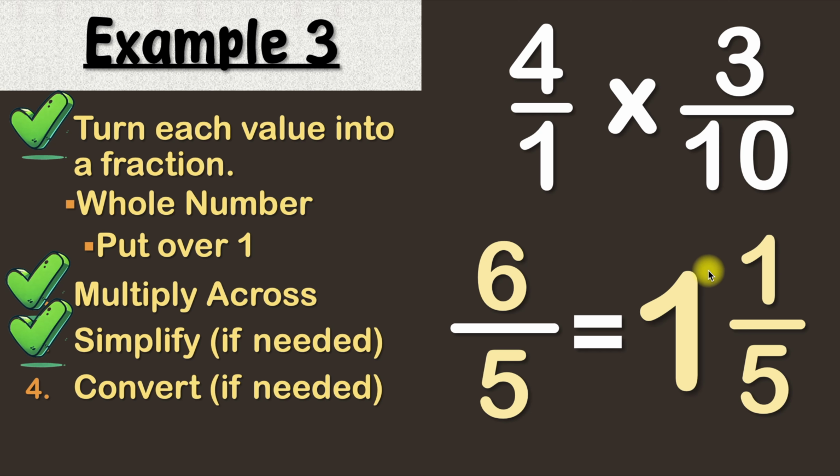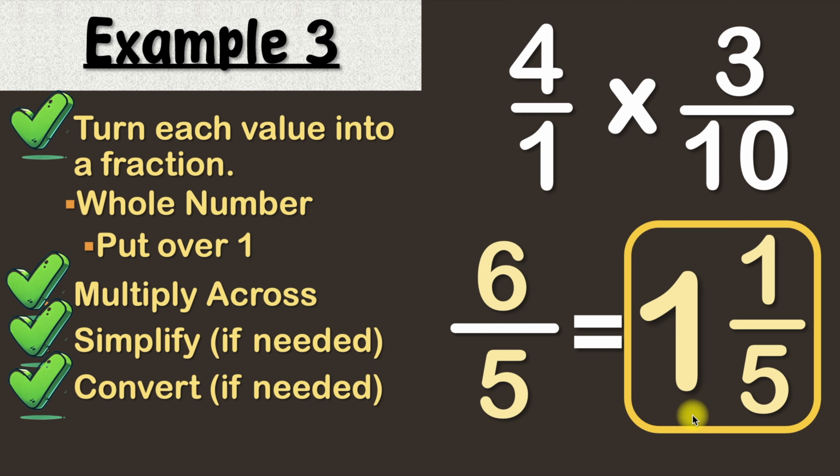Since we have our equivalent mixed number, we're done with step 4, making our final answer to 4 over 1 times 3 over 10 equal to 1 and 1 over 5.